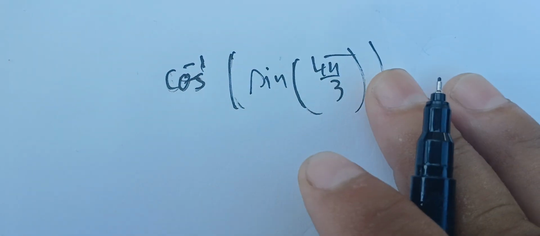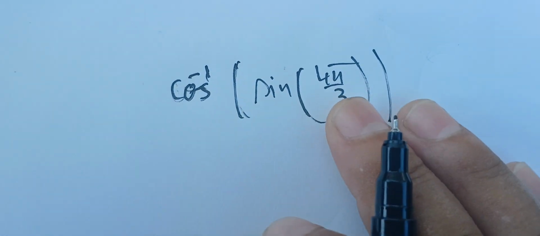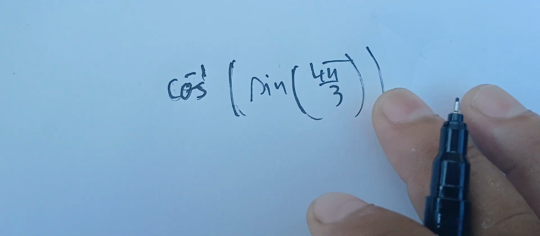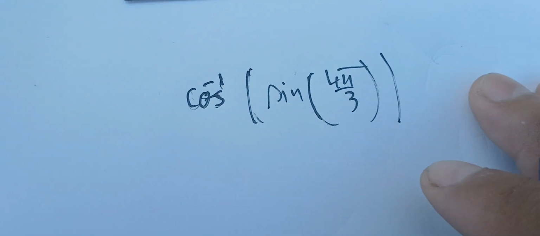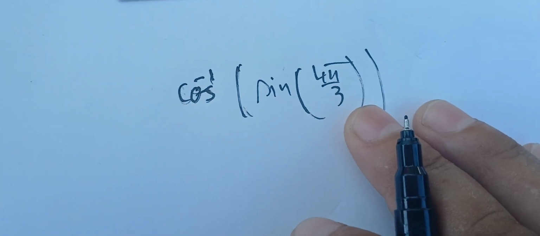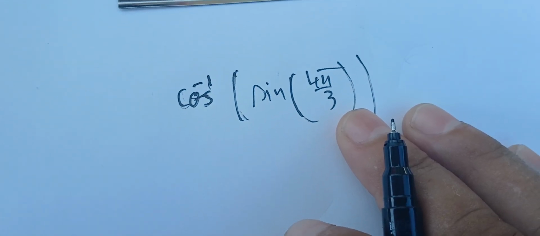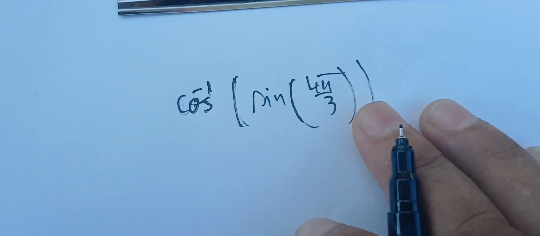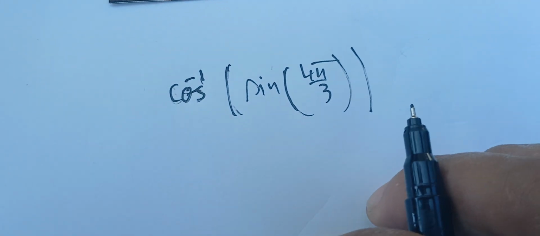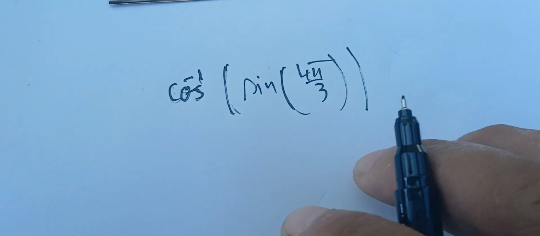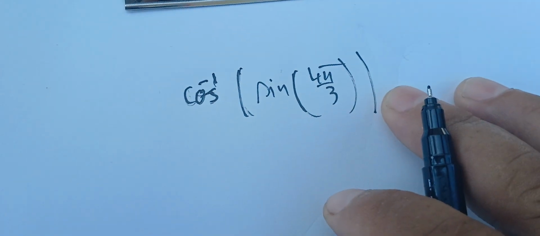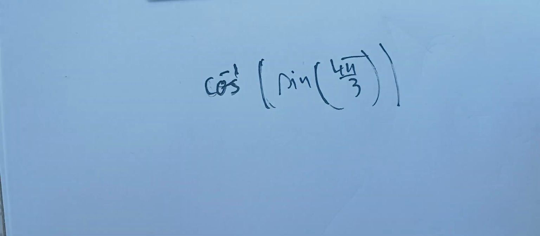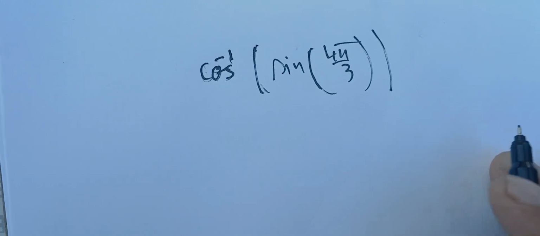In this video, we're going to try to find the cos inverse of the sine of 4 pi over 3. When we have this kind of problem, it's a composite, so we start from the inside to the outside. That's what we do all the time. Here we can use the unit circle.